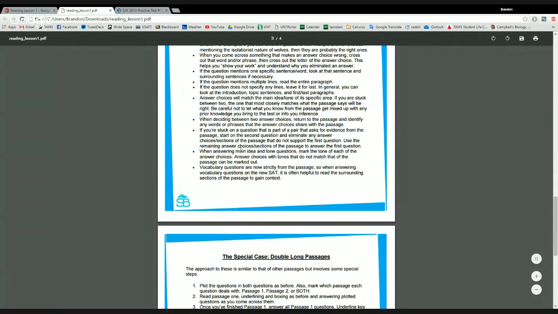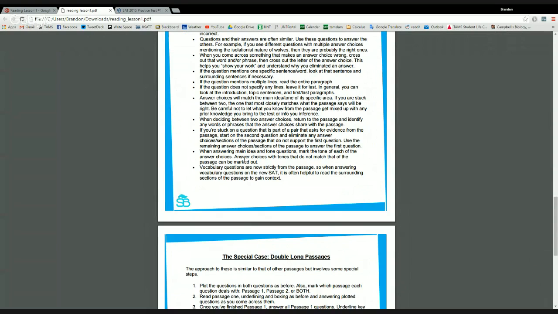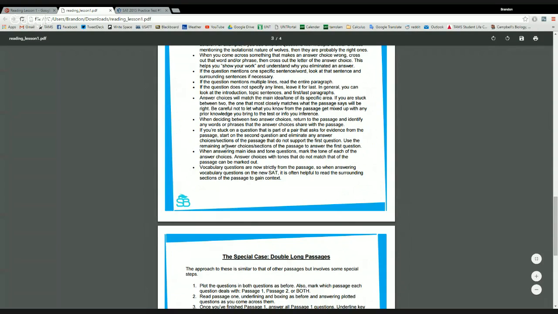When answering main idea and tone questions, mark the tone of each answer choice. Answer choices with tones that do not match the passage can be marked out. So let's just say we have an article praising a certain, I don't know, movement, and it's obviously praising, so any negative answer choice would be marked out.